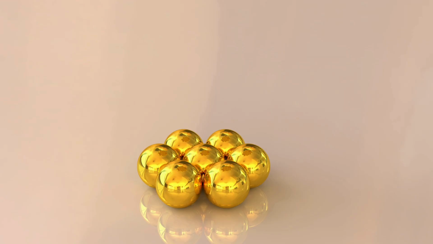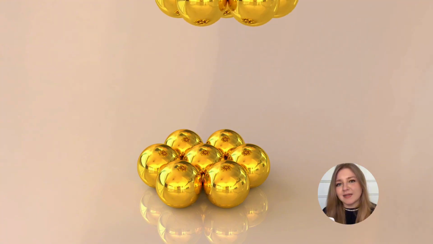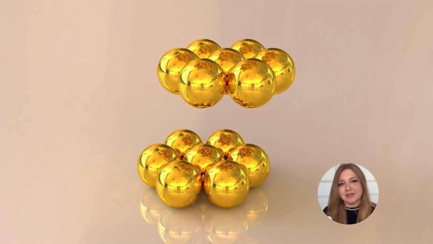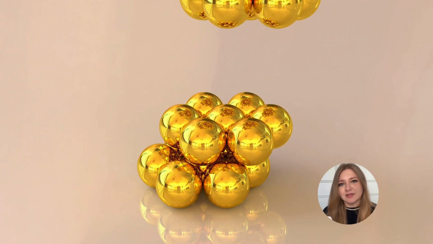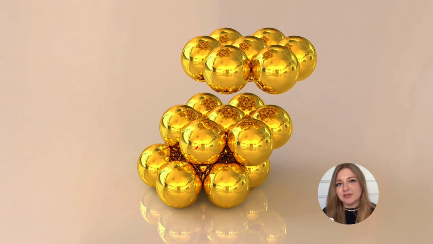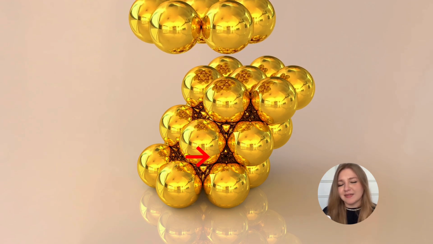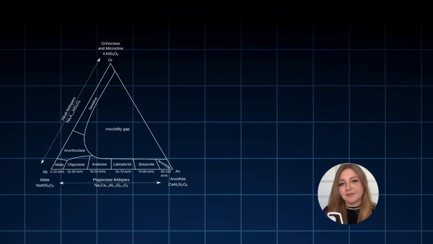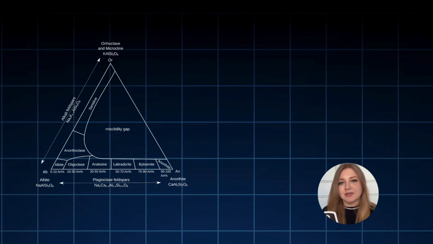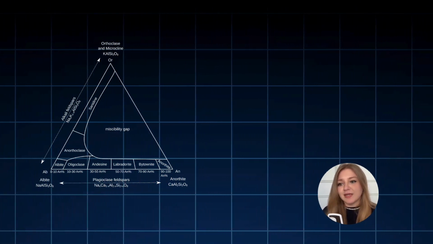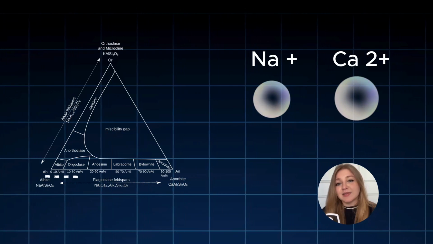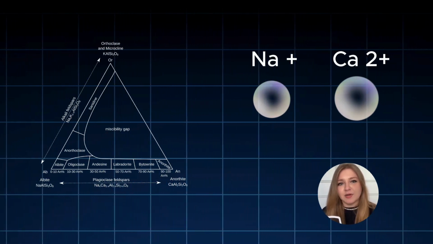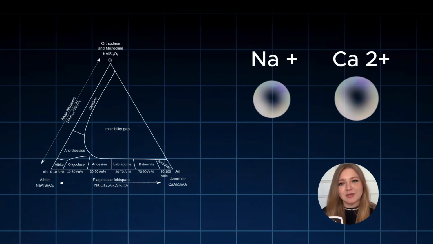What does this mean? We can imagine a crystal lattice where several components are stacked together, like many small spheres, and there are empty spaces where spheres of similar size can fit. This is the case for calcium and sodium, which defines the Plagioclase Feldspar group. Along the Plagioclase series, there is a gradual substitution of calcium by sodium because they have very similar ionic radii, allowing them to occupy the same structural sites in the crystal lattice.